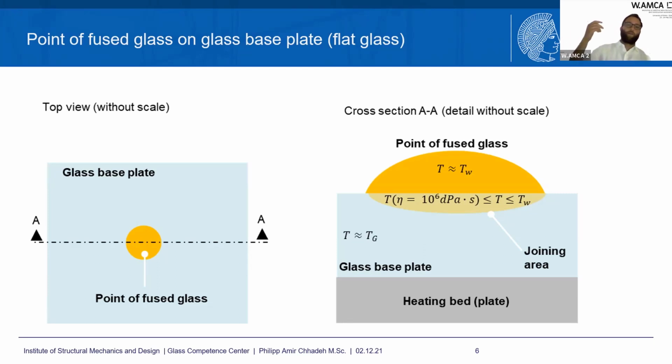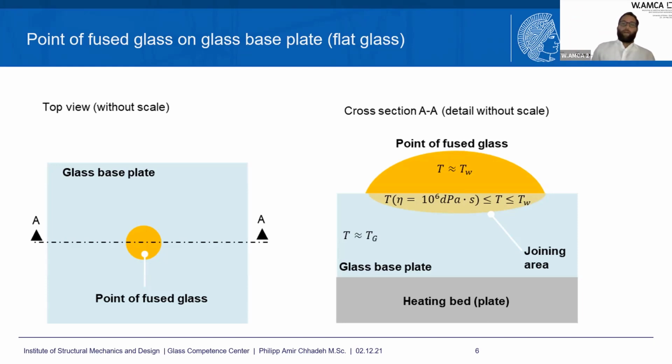Our approach is to heat the glass plate to the glass transition temperature, which for soda lime is around 550 degrees. This is also the temperature where cracks should start to heal, just to refer to our discussion earlier. Then the point-fused glass, which comes from our nozzle or funnel, needs to be at the working point temperature, so a viscosity of 10 to the power of 4 decipascal seconds.